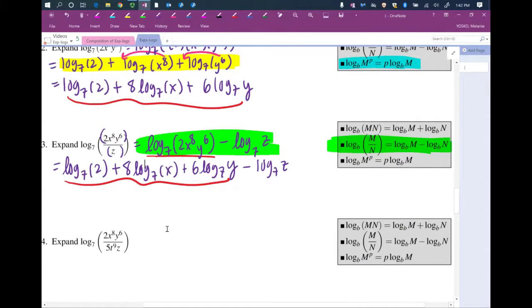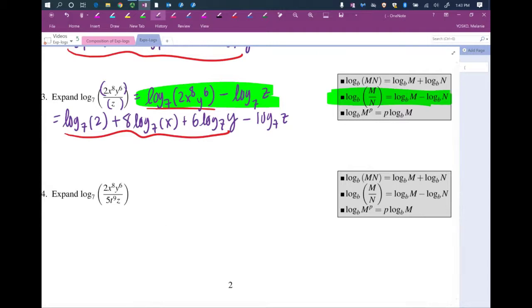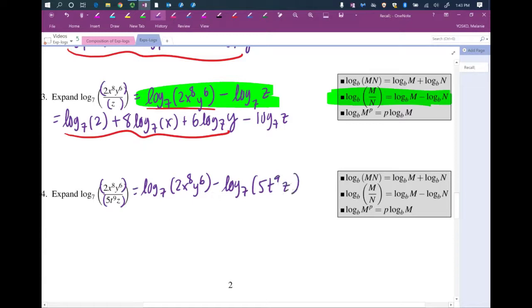Let's make the bottom even more interesting. So we're going to still look at this as a numerator and a denominator. Log base 7 of a fraction. Well, that's going to be log base 7 of 2x to the 8th, y to the 6th, minus log base 7 of 5t to the 9th times z. Well, we already did this piece, right? That was this up here.